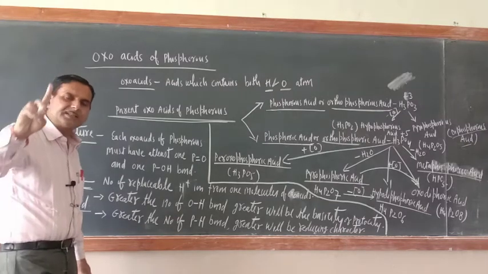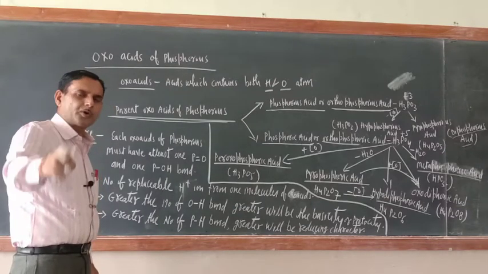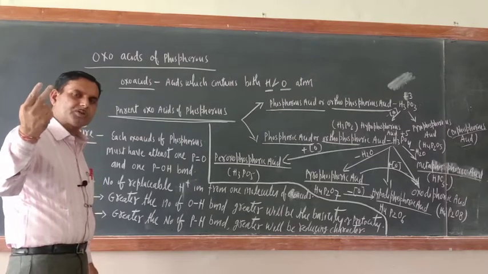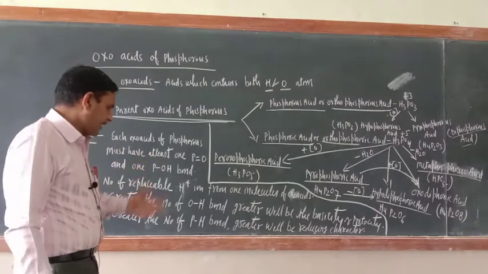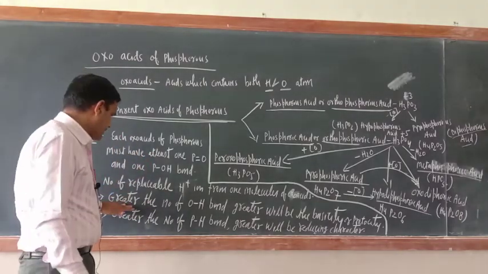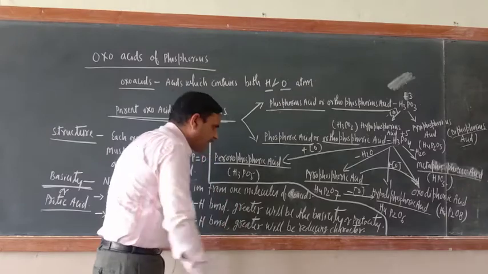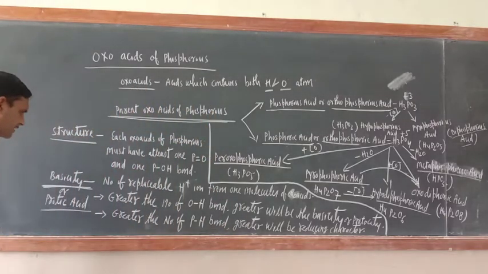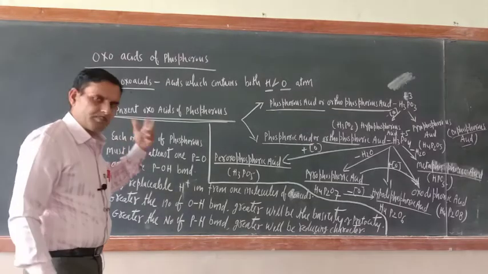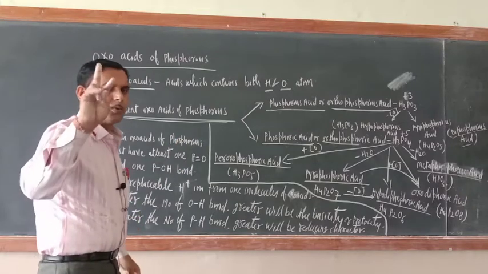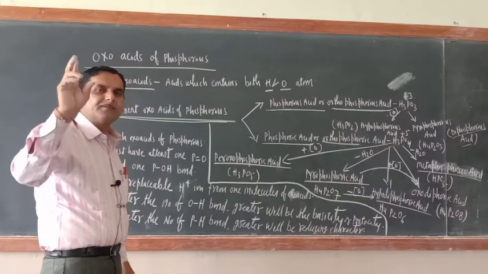If from any oxo acid only one replaceable H positive is there, that will be known as monobasic or monoprotic. If two H positive ions are replaceable, this will be dibasic or diprotic. If three are there, then tribasic or triprotic. Now just see, the greater the number of OH bonds, the greater will be the basicity or protocity. Now try to understand, if in any oxo acid of phosphorus the number of OH bonds is more.